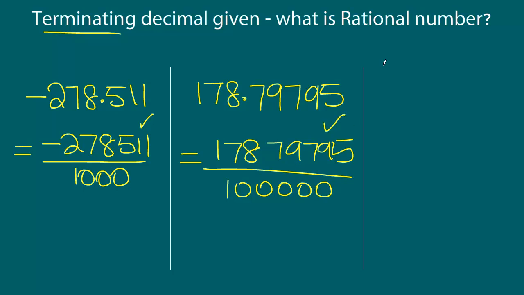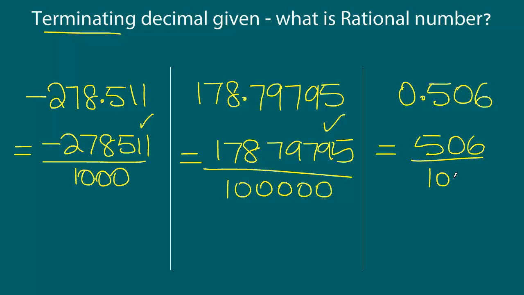And let's do something like maybe 0.001506. Now, is this a rational number? The answer is, of course, we can write this as 1506 by 1,000,000, and then this is a rational number. So what we are seeing is, if we are given any terminating decimal expansion, it will absolutely 100% be a rational number.